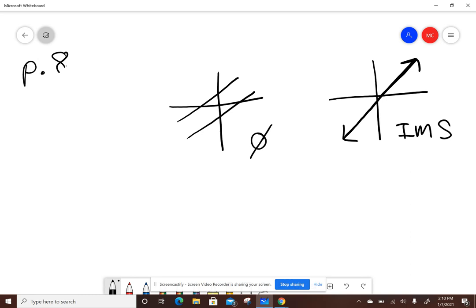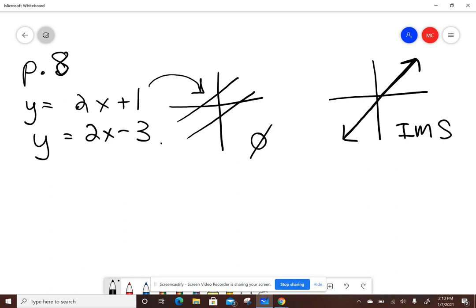But what does it look like? We know what it looks like when you graph. So here, if we say y equals 2x plus 1, y equals 2x minus 3, we can see that these are parallel lines. We know they're not going to have any solution. We could graph them and they might look like this and we'd see no solution.